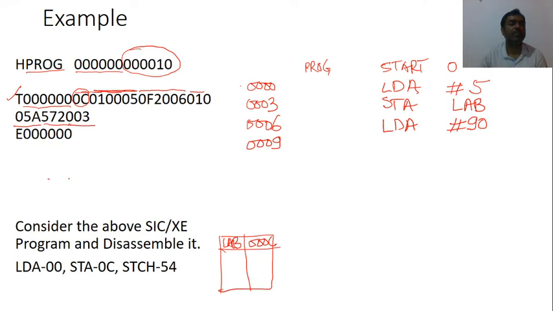First write the binary equivalent of 572003. It is what? 0101, and 7 means 0111. 2 means 0010. Then 00000, then 00000, then 30011. Now just put this instruction in format 3.